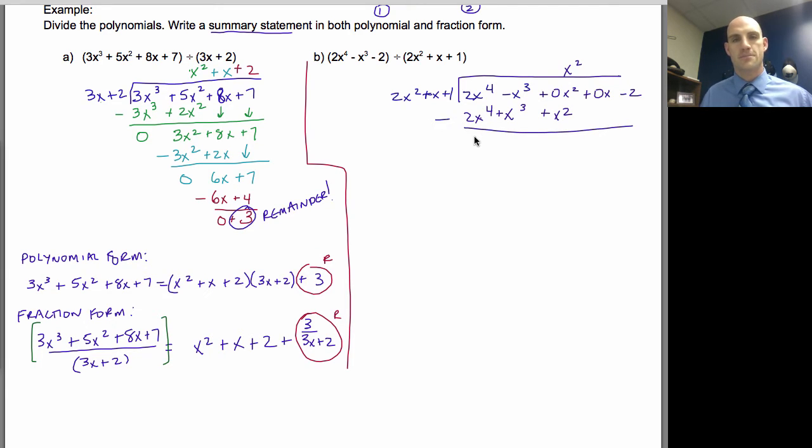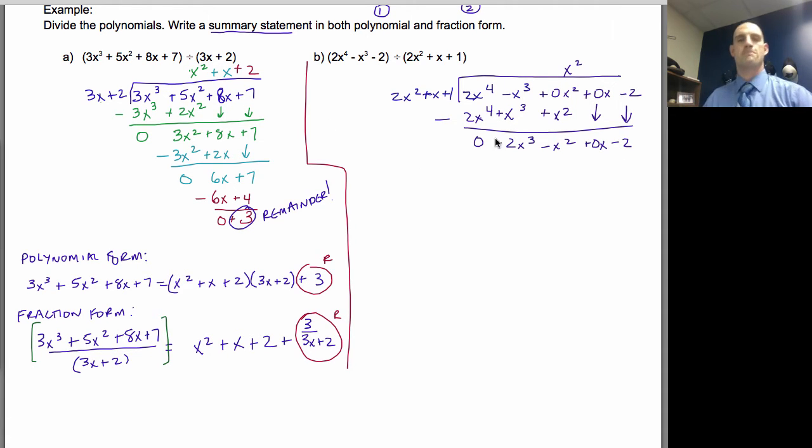I subtract. I get 0. X cubed minus x cubed will be minus 2x cubed. And 0x squared minus x squared will be minus x squared. And I'll bring down 0x because I might need that placeholder. And I'll bring down my minus 2. All right, here we go.